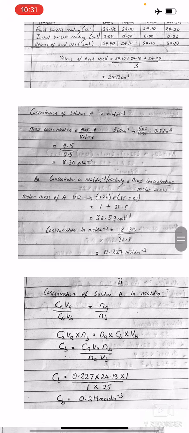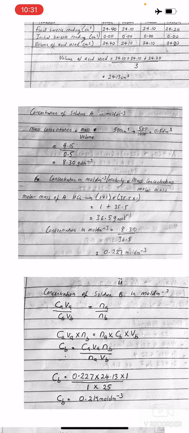The first thing that I did is to calculate the mass concentration. And mass concentration is mass over volume. If you notice in that question, the volume is in cm³, so I have to convert to dm³. How do we convert to dm³? Just divide that cm³ by 1000. So my volume is actually 0.5 dm³, and the mass is 4.15. So 4.15 divided by 0.5 will give us 8.30 gram per dm³.